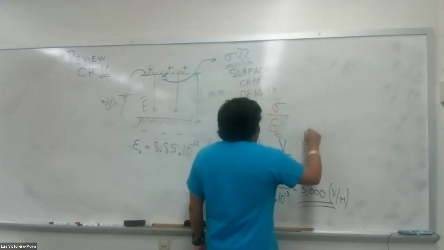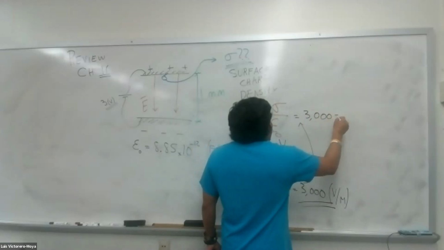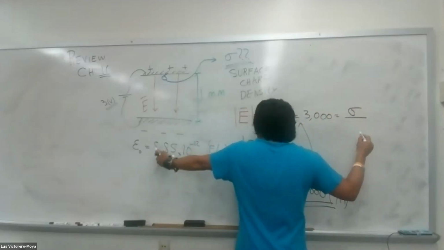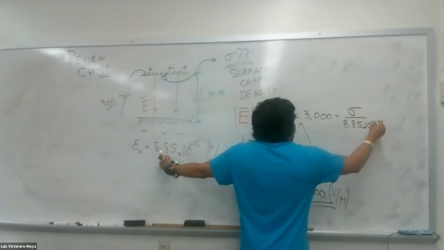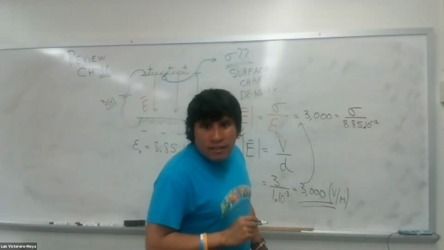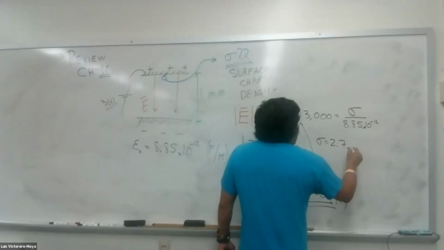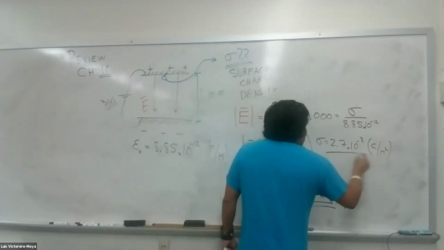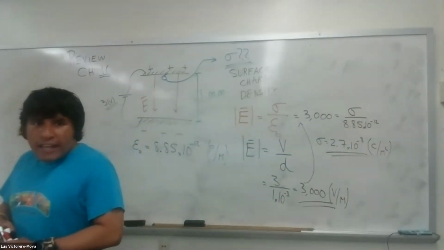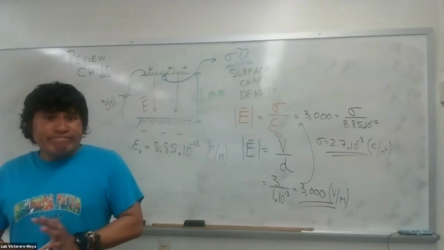Now, I'm going to use it here. So 3,000 is equal to sigma over E naught, 8.85 times 10 to a negative 12. If you're doing this problem on that review guide, the answer will be sigma equals 2.7 times 10 to a negative 8 coulomb per meter square. Any questions about this? Anybody?